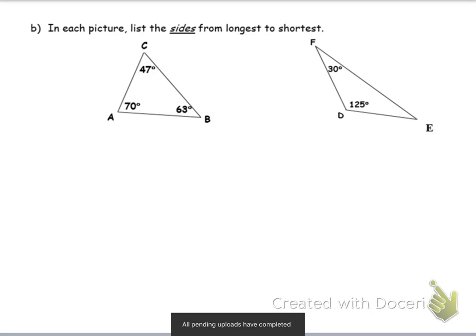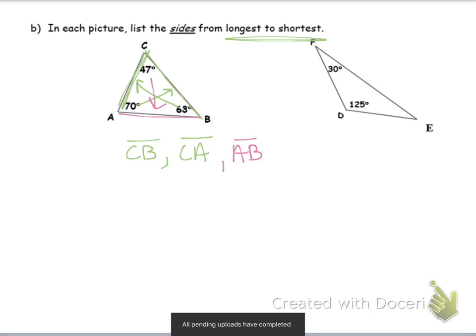Okay, it works the other direction as well. We're doing longest to shortest this time, so the opposite. I need my biggest angle, so 70 will open up to its longest side, so CB. My next biggest is 63, so 63 opens up to my next largest side, which is CA. And then my smallest side, which is across from my smallest angle, will be AB or BA. The order doesn't matter with these as long as it contains those two letters.